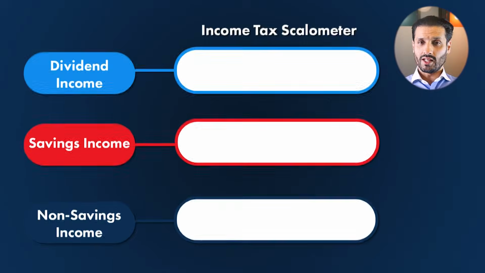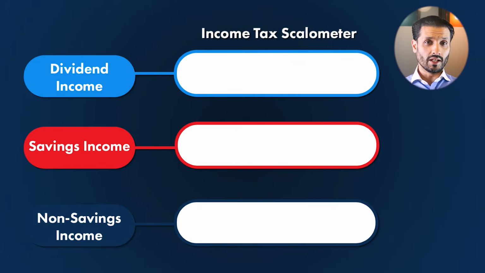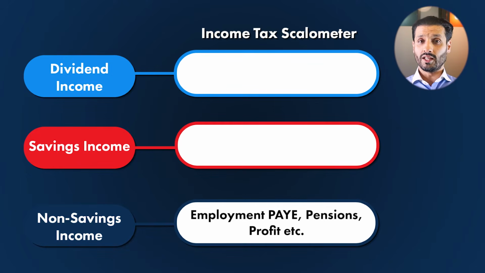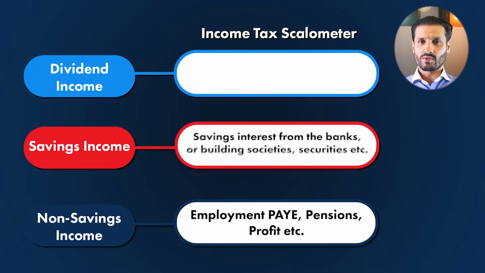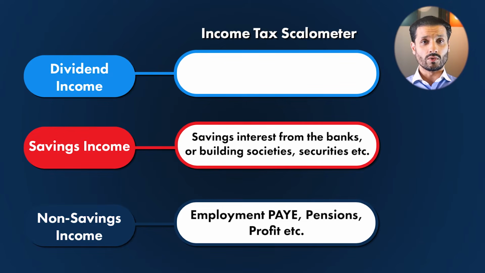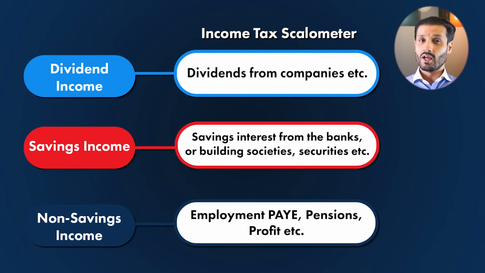This diagram on screen illustrates the order in which income is taxed. The first type of income is called non-savings income. That is income from your employment PAYE, self-employment, rental income, and pensions in the main. The next section is interest income from savings that are not part of a tax shield like an ISA. And finally, the top slice of income is dividend income. Let's call this our income tax scaleometer.